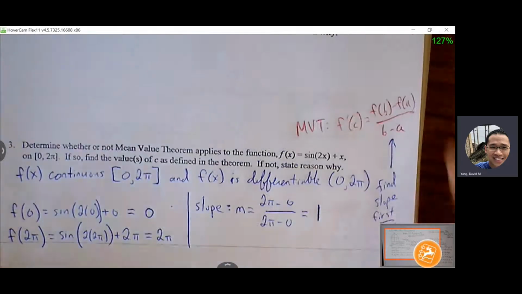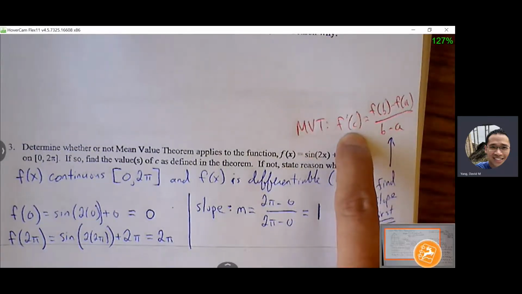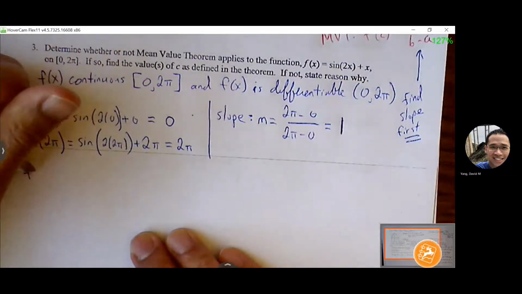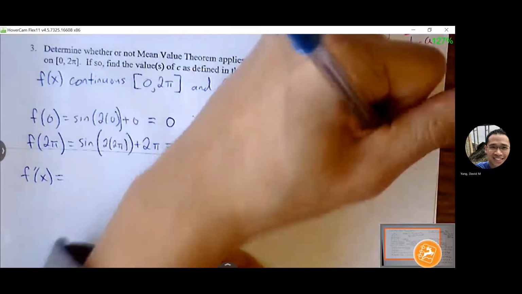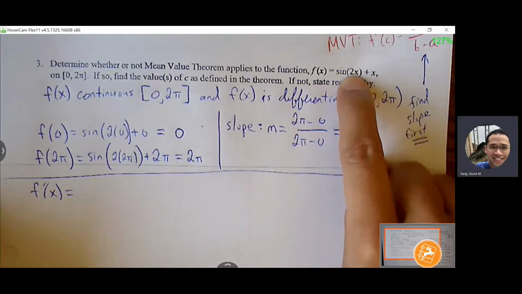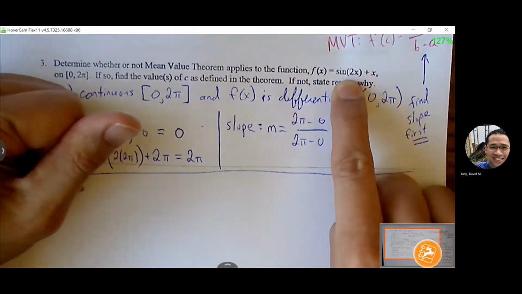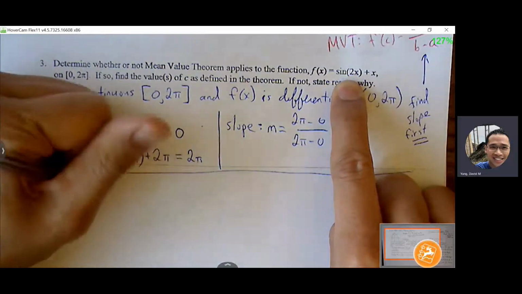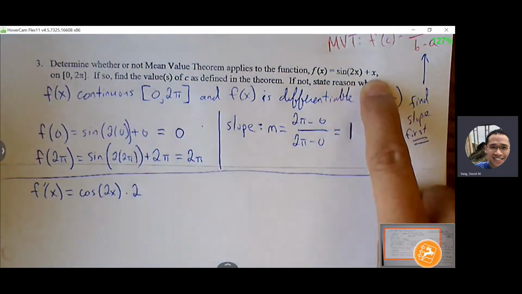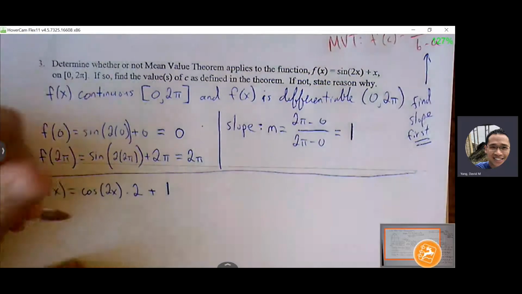So we're done with this portion. We found the slope, we found the endpoints, and now we're moving on to the derivative. After we find the derivative, then we can set them equal to each other. Okay, so f prime. All right, so sine of u becomes cosine of u times u prime. So sine of 2x becomes what? Cosine of 2x times 2, okay? And x becomes 1. All right, so we have our derivative.